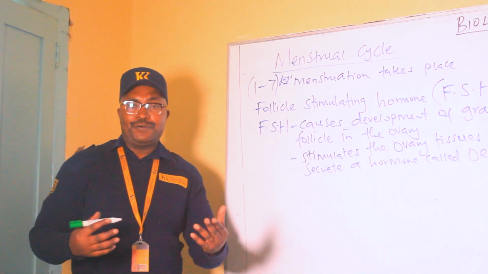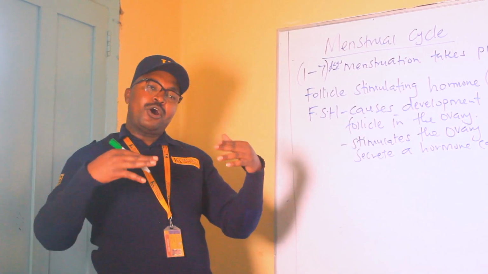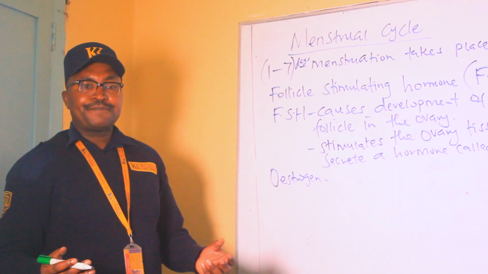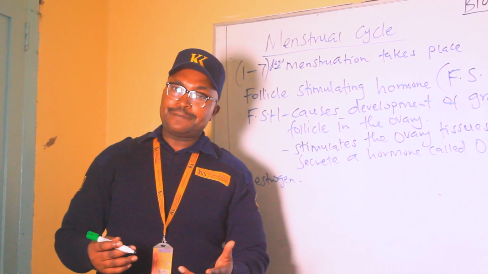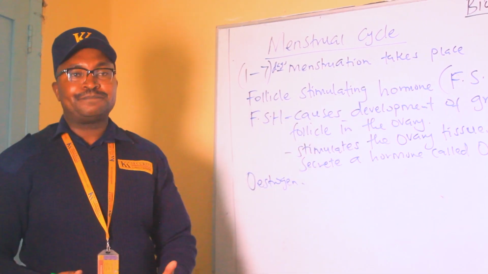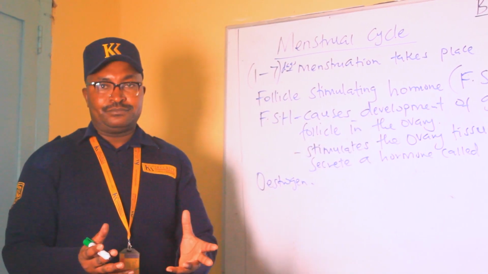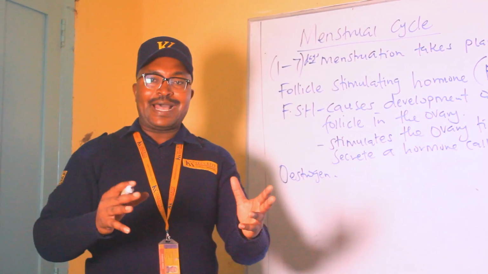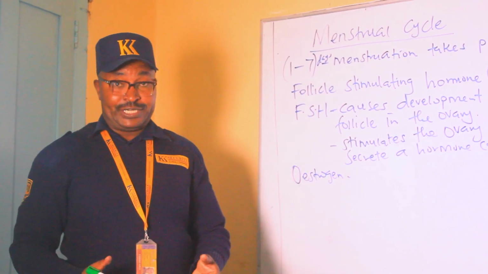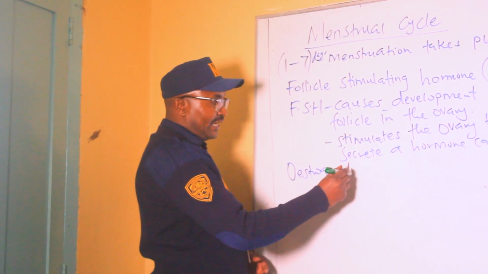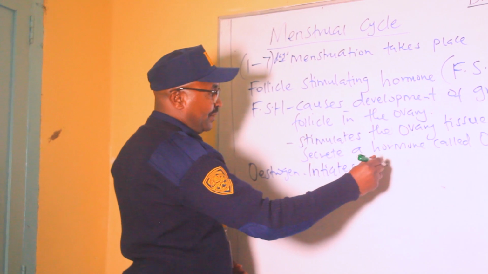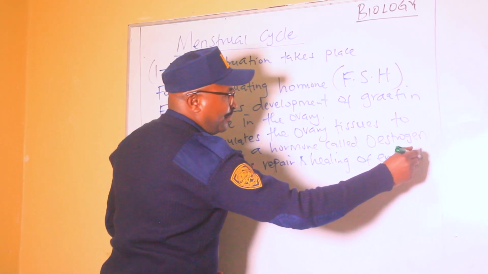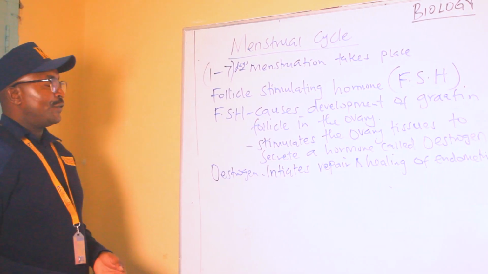So what is the purpose of the hormone called estrogen? It initiates the repair and healing of the endometrium, and when I talk about the endometrium, it is the lining of the uterine wall. So it initiates repair and healing of the endometrium that was destroyed during menstruation.